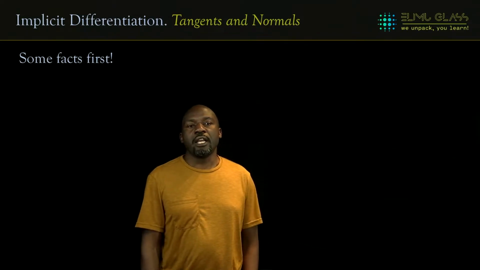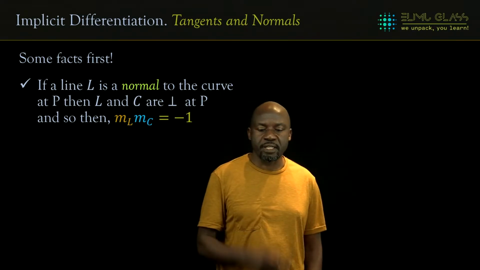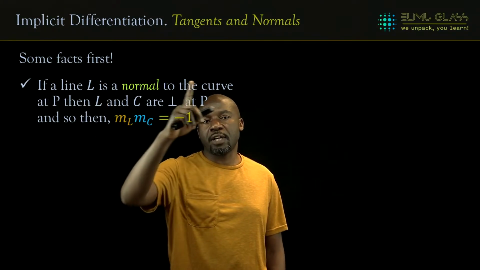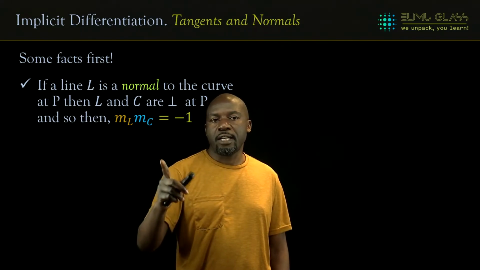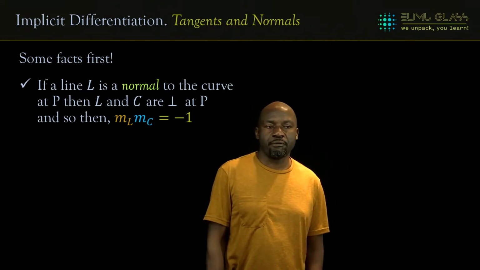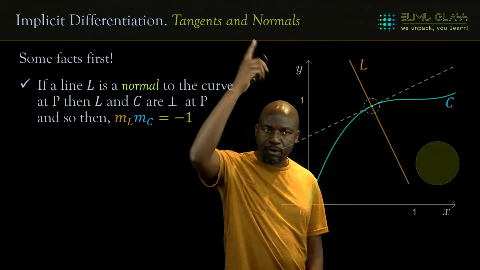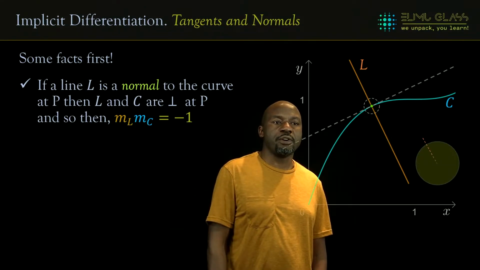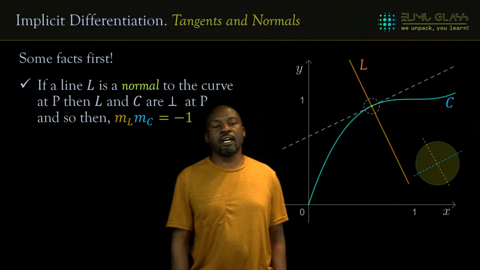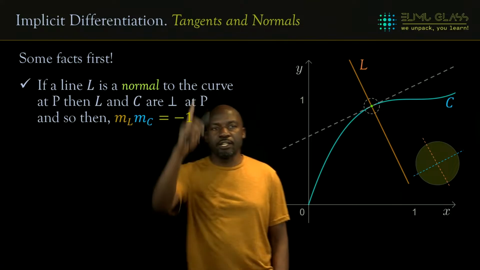And secondly, if line L is normal to the curve, normal means at 90 degrees to. So if the straight line L is at 90 degrees to the curve at the point P, then the product of their gradients must be equal to -1, because at that point P they are at 90 degrees to one another. So from that previous set of facts, we know that the product of their gradients has to be -1.